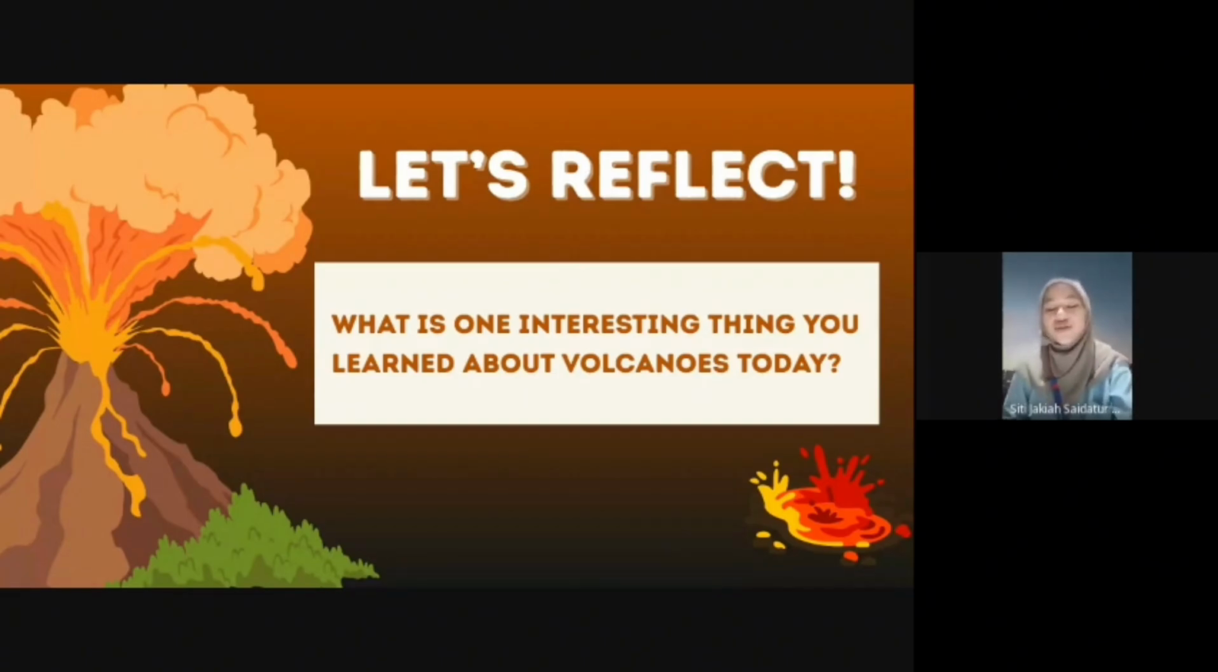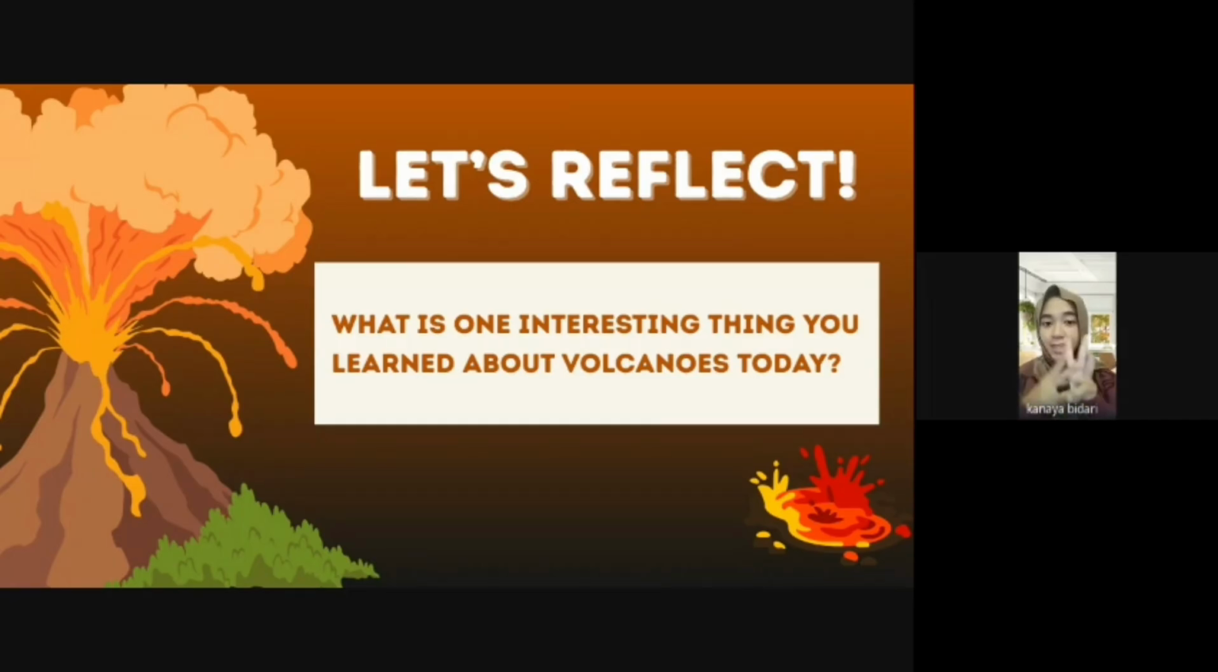So you learned that a volcano is a hole in the earth where hot lava, gas, and ash can come out. Okay, can I have Kanaya share one interesting thing that you learned about volcanoes from today's lesson? From today's lesson, I found there are three kinds of volcano: active, dormant, and also extinct. Active means it can erupt now. Dormant means it sleeps, and extinct means it won't erupt anymore.